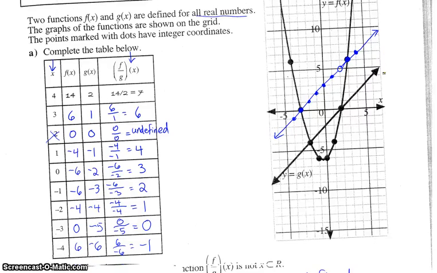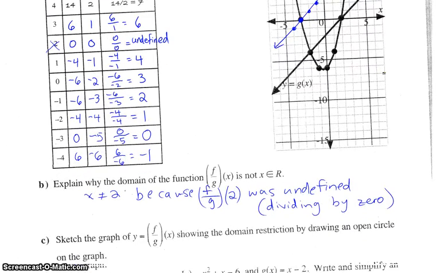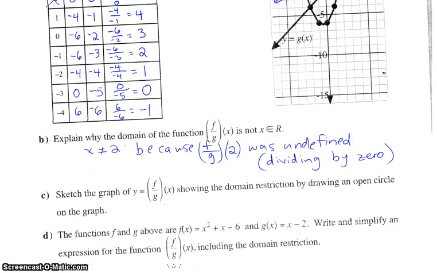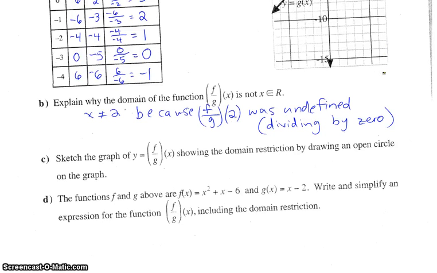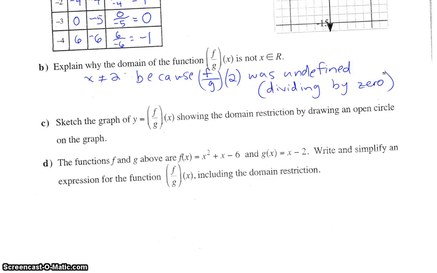Okay, let's look at what else they're asking us to do. Sketch the graph, done. The functions f and g above are f of x equals x squared plus x minus 6 and g of x equals x minus 2. Write and simplify an expression for the function f divided by g of x. So again, writing that in a little bit different notation, that would be the same as f of x divided by g of x.